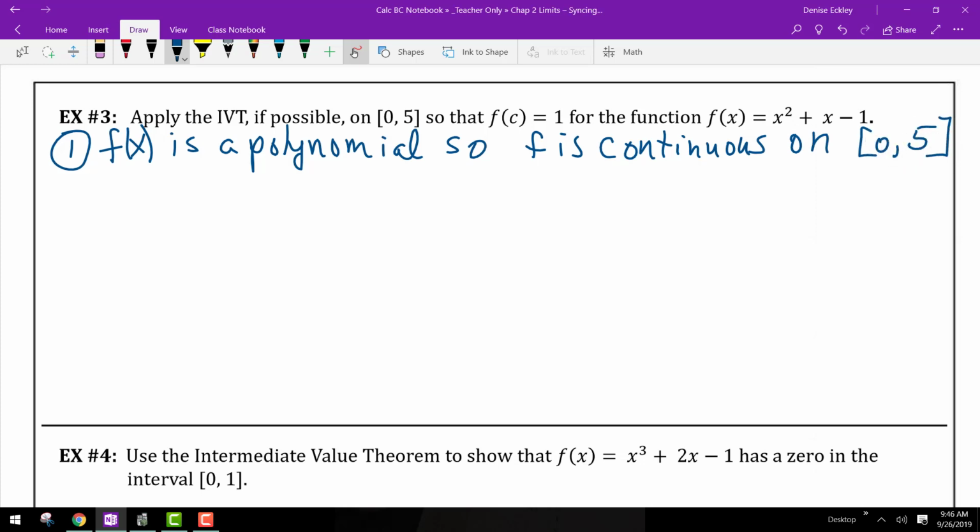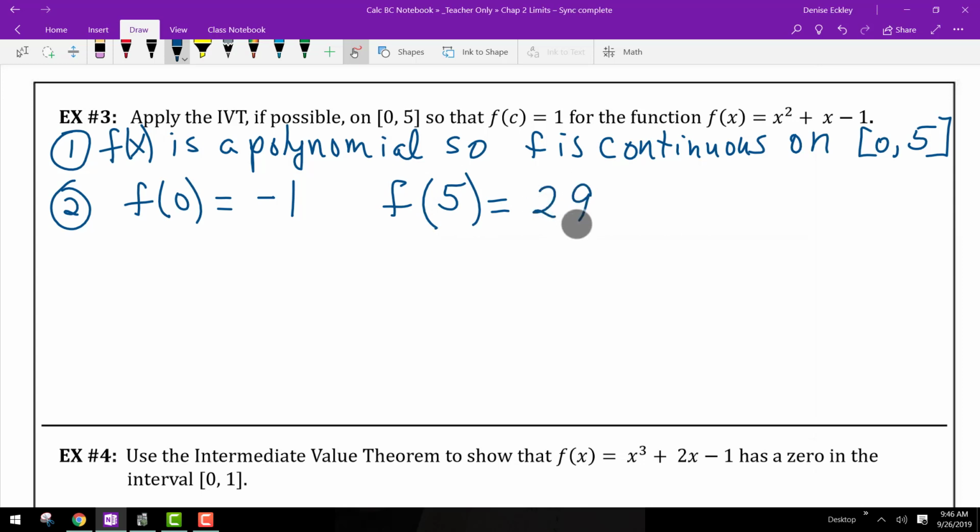Okay, so next we want to check our endpoints. So f of 0, when we put 0 in, we get -1. And f of 5, when we put 5 in, we get 29. And the reason we do that is we want to see if the value they're looking for, which is 1, is between our two endpoint values. And in this case, it is.